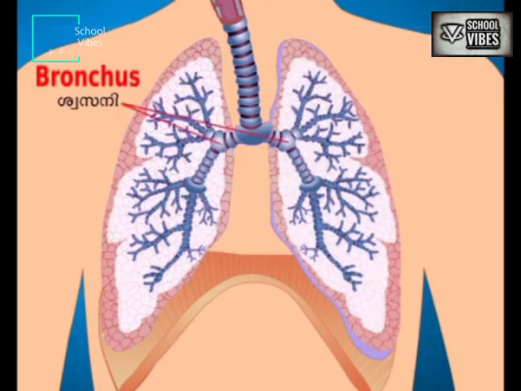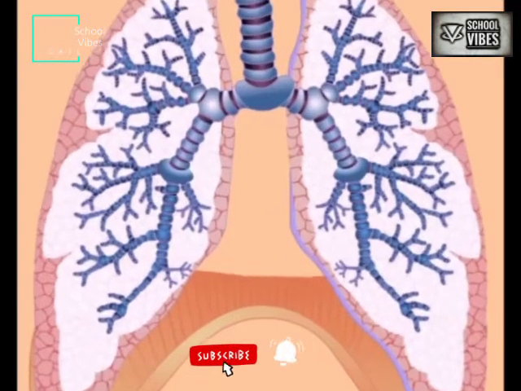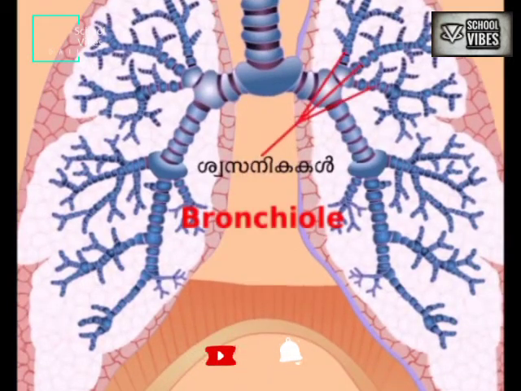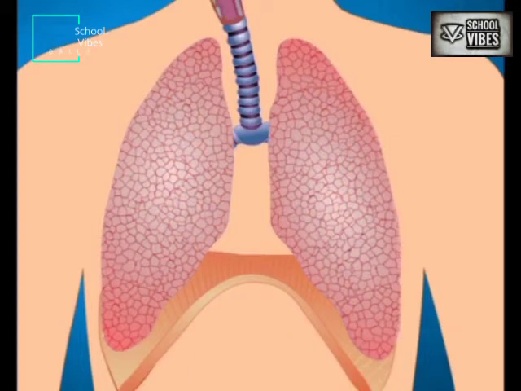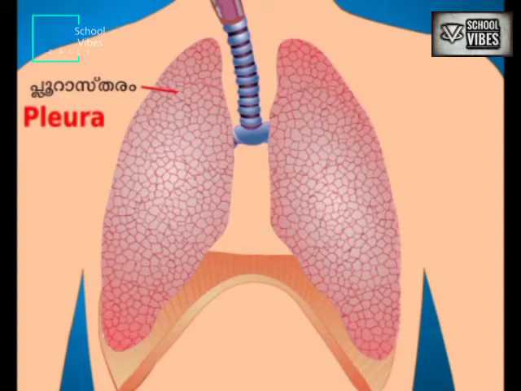Trachea branches into 2 bronchi and each of them enters the lungs. Each bronchus further branches into bronchioles. The pleural fluid present between the double-layered pleura membrane, which covers and protects the lungs, reduces friction between lungs and wall of thoracic cavity during the contraction and relaxation of the lungs.